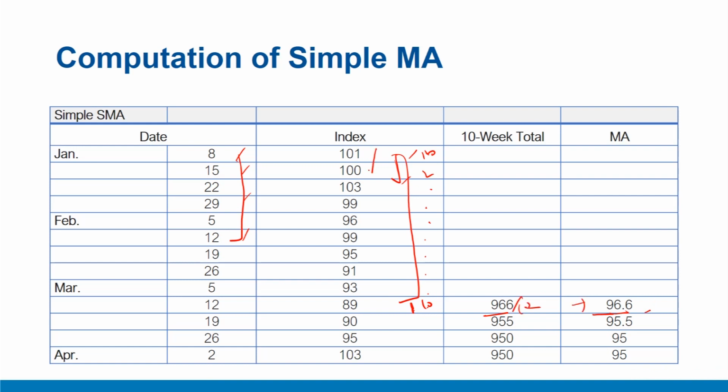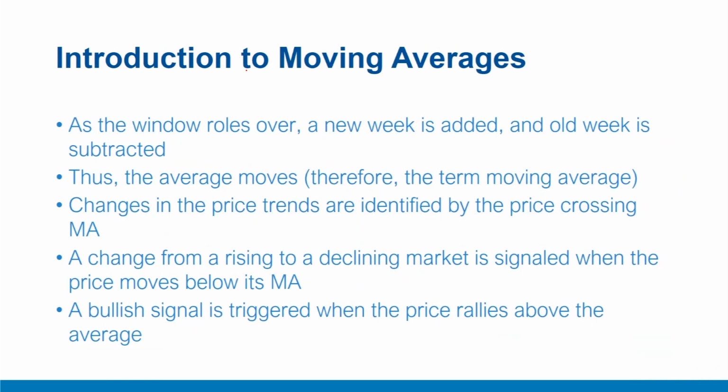As we move 1 week ahead, so we move here, so now 10 observations are in rolling over format starting from 90 to 100, and their summation is 955 and average is 95.5, and so on. We keep on rolling on this window and compute the averages. So these are like simple moving average which are rolling over. Now please notice, while the index value may be fluctuating, its moving average is not as fluctuating and probably may result in a smooth and help us in identifying a smooth trend. Notice here, as the window rolls over, new week is added and old week is subtracted. Thus the average moves and therefore the term moving average.